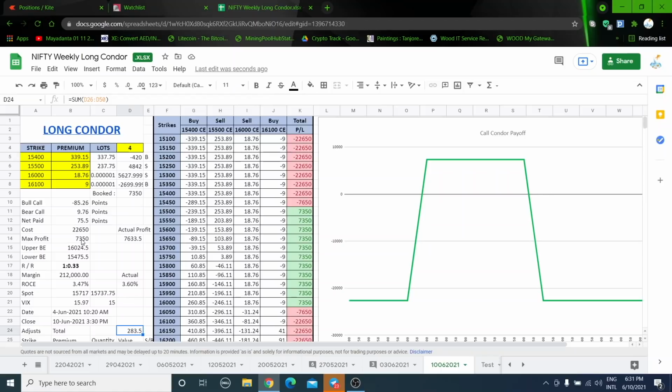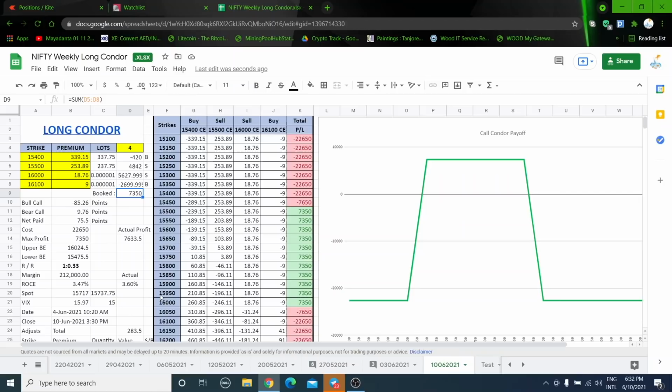With the call condor alone we have received the max profit for this week of 7,350. This is without any adjustment this week, not even breaking a sweat. We just monitored the position, maybe once or twice daily, that's all. The market never moved anywhere close to our sell strikes. It stayed within the sell strikes. The market was a bit volatile.